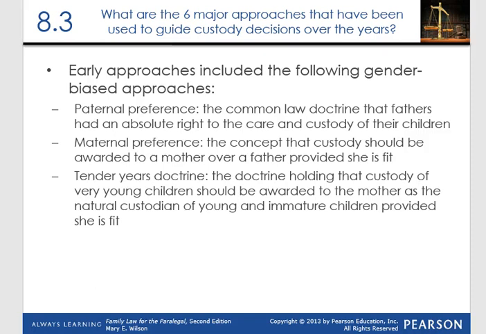Early approaches included the following gender-biased approaches. There was paternal preference, where the common law doctrine stated that fathers had an absolute right to the care and custody of their children. There was the maternal preference, the concept that custody should be awarded to a mother over a father provided she is fit. And the tender years doctrine, which was the doctrine holding that custody of very young children should be awarded to the mother as the natural custodian of young and immature children provided she is fit.